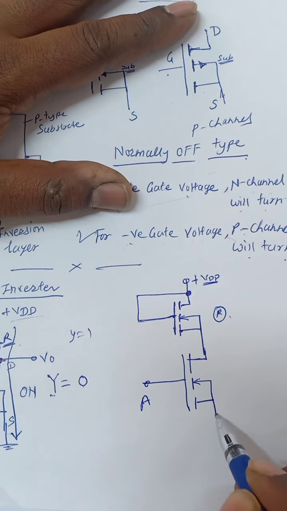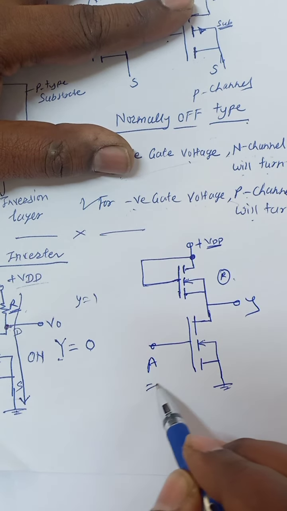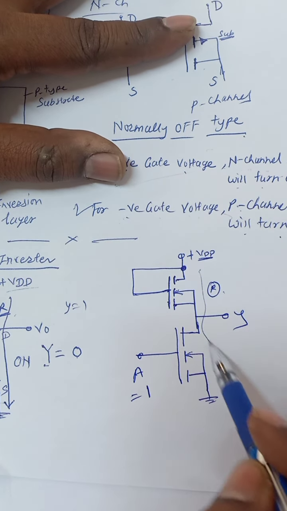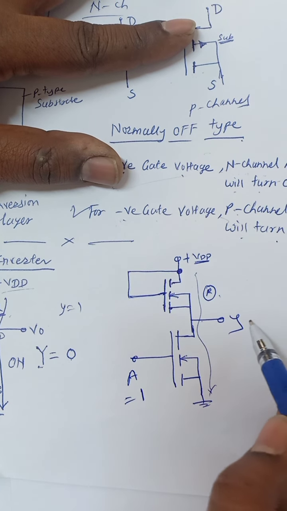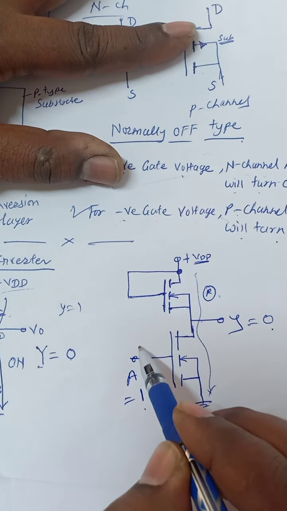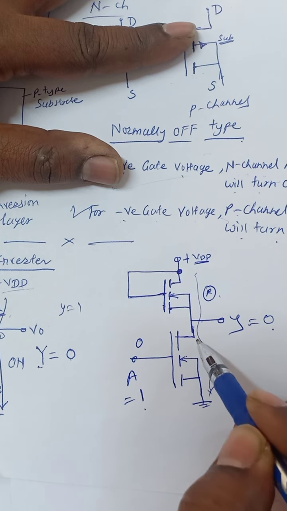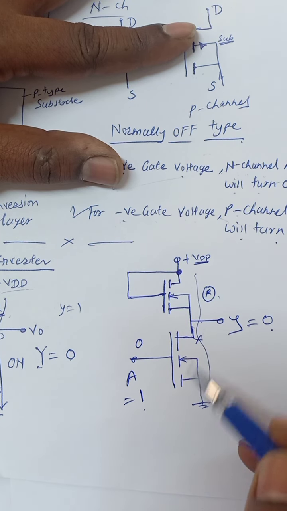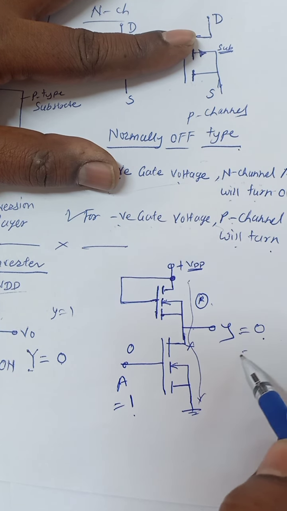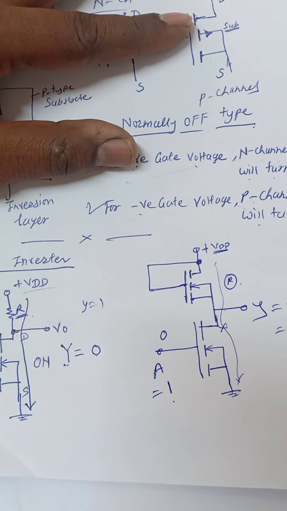So this is A, ground, and this is 1. If A equal to 1, that means high, it will turn on. As it turns on, current flows through it, output goes low, you will get y equal to 0. So when A is 1, y equal to 0. If A is 0, it will turn off the transistor. As it turns off, there is no current flow. It offers high resistance, so high voltage is developed across the transistor, you get y equal to 1. So this is an NMOS inverter.